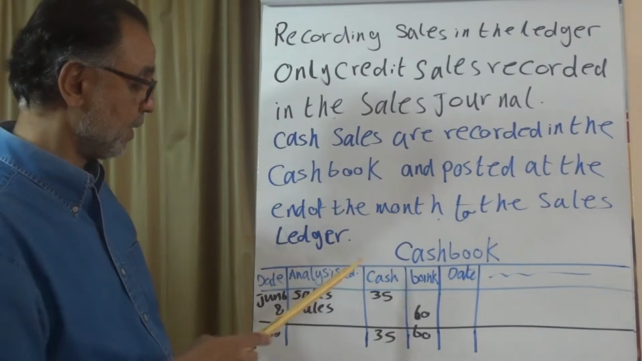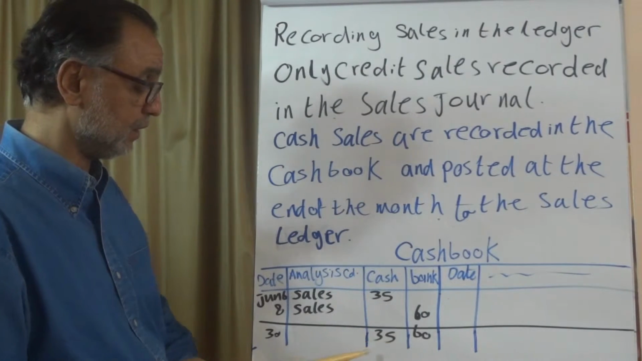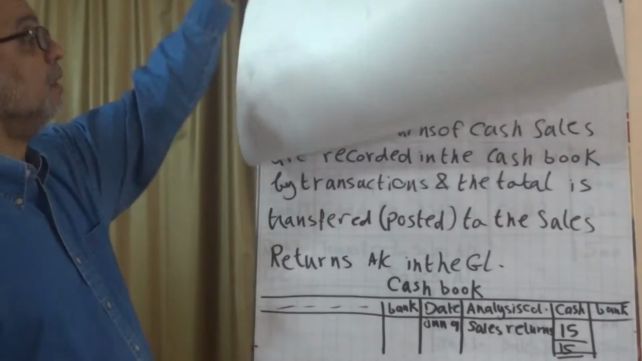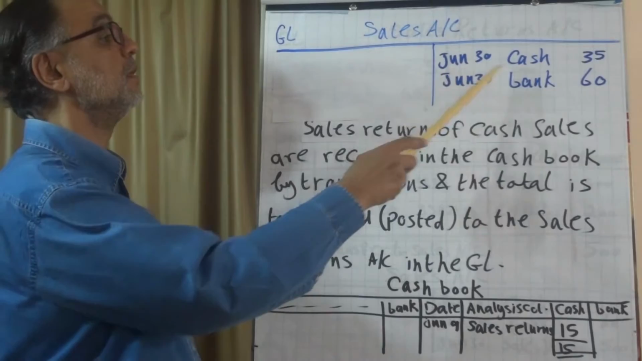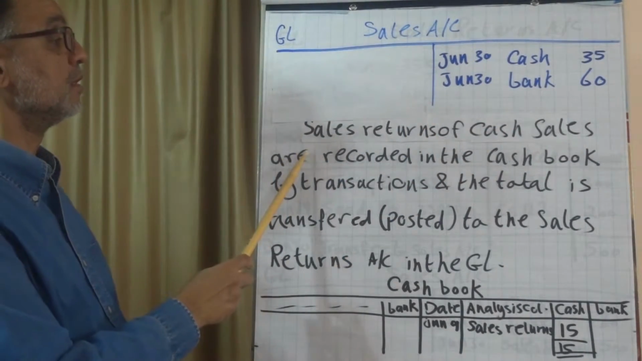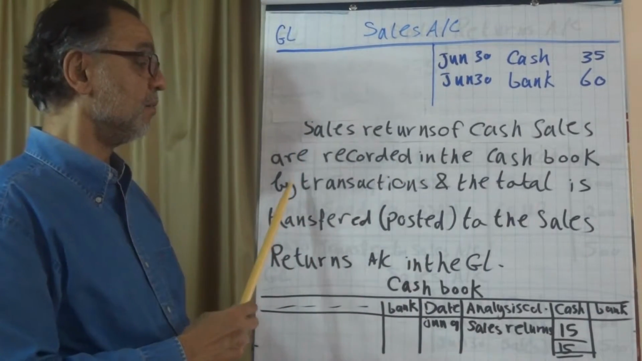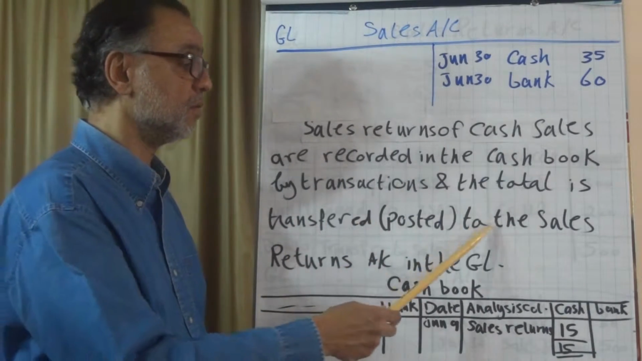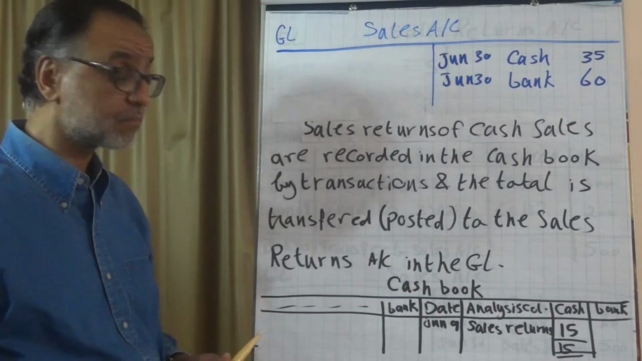Look here, cash book, we have two cash sales, one in cash and one in bank, and the total is 35 and 60, and it's posted to the sales account, 35 cash and 60 bank. Sales returns of cash sales are recorded in the cash book by the transaction, and the total is posted to the sales ledger account in the GL.